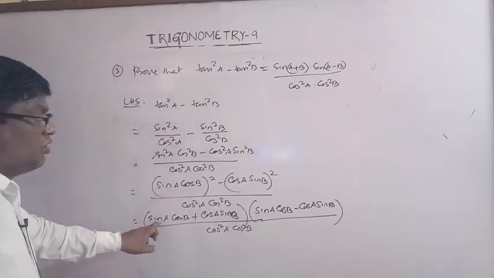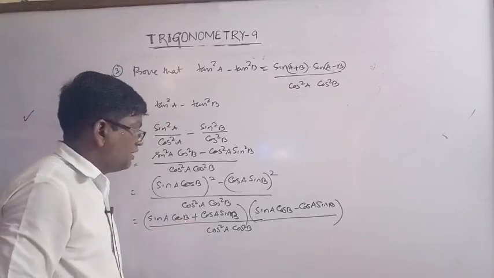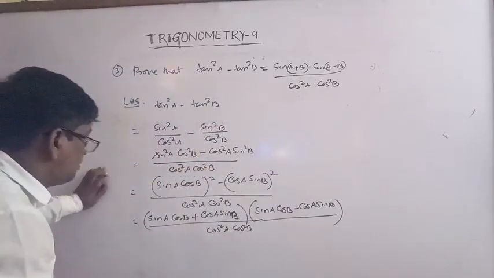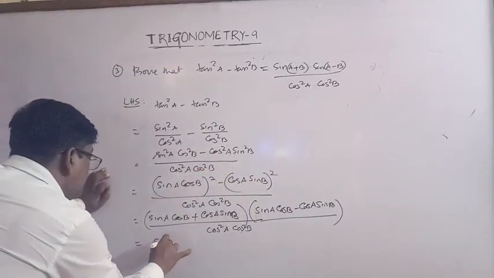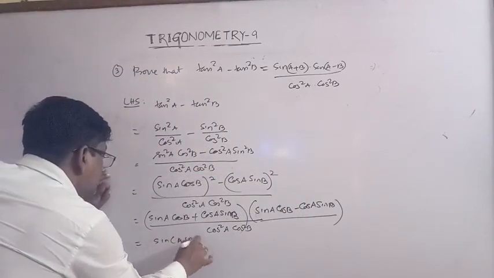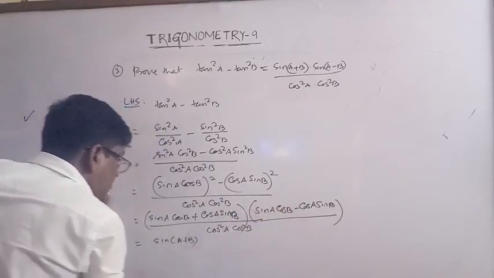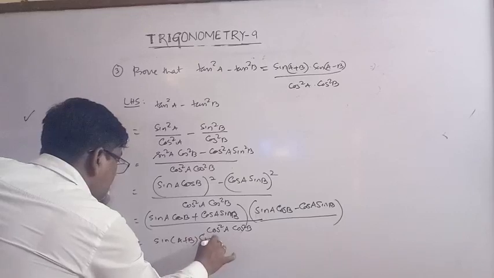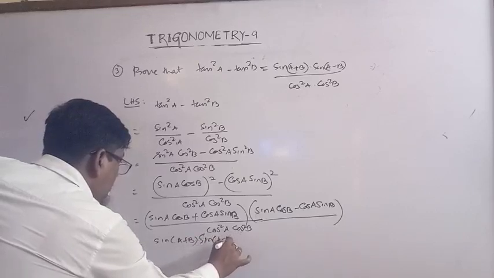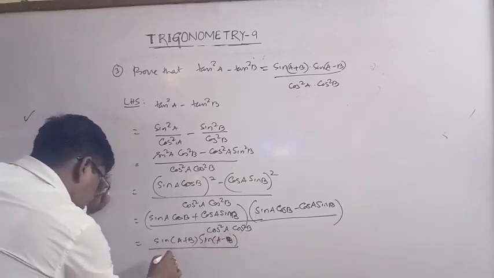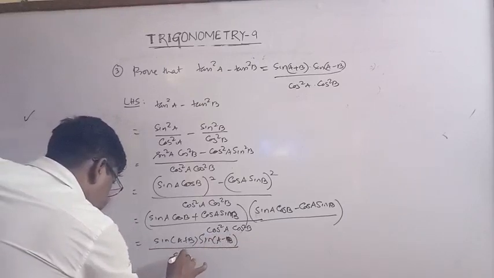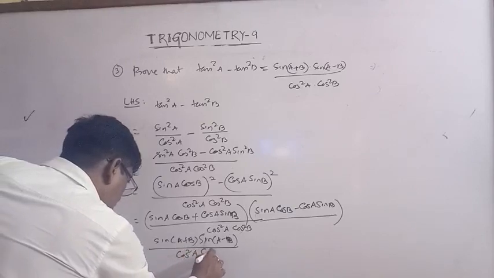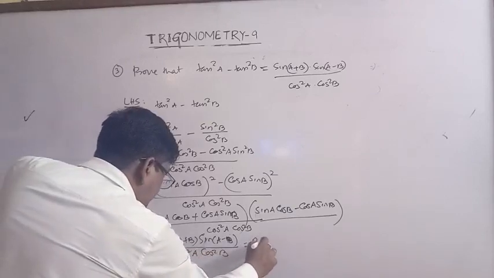And this is which formula? Sin A cos B plus cos A sin B, that is sin(A plus B). And this is which formula? Sin A cos B minus cos A sin B, that is sin(A minus B). Okay, sin(A plus B) into sin(A minus B), whole divided by cos square A into cos square B. This is the right hand side.